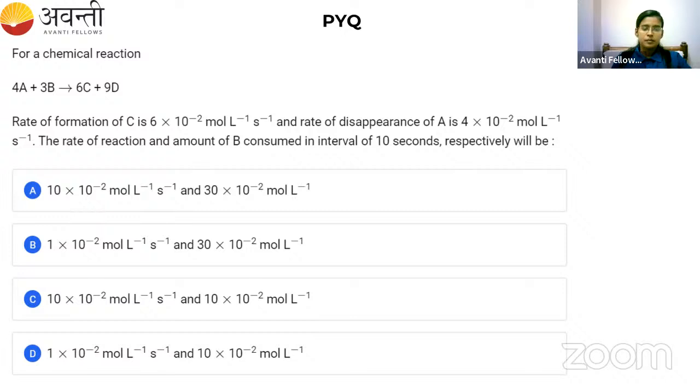Has anyone got the answer? By the way, all of you try to do this. All of you can take this question as a homework also. In the next class also we can discuss.